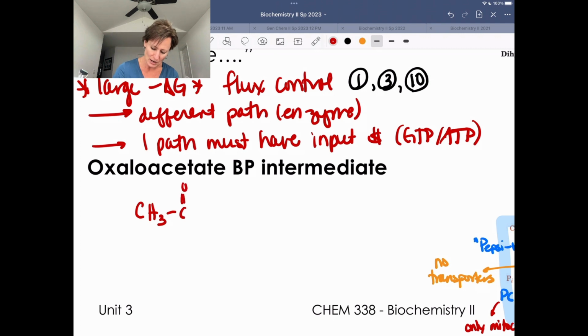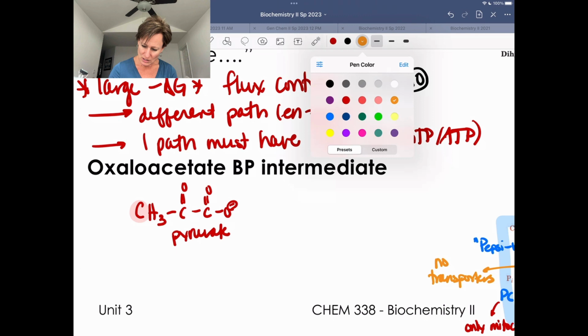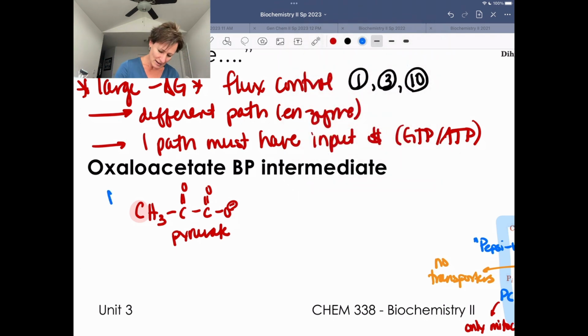oxaloacetate. So first I'm going to start here with pyruvate. So looking at the structure of pyruvate, right, here's pyruvate. Now, what we really want to be able to do to make phosphoenolpyruvate is make this carbon atom be nucleophilic. So see if you can follow this logic here. So this carbon atom, change my colors here, we want this carbon atom to be nucleophilic. Because if we think about what we ultimately want to do, we want to make pyruvate into phosphoenolpyruvate. So here's the structure of phosphoenolpyruvate.